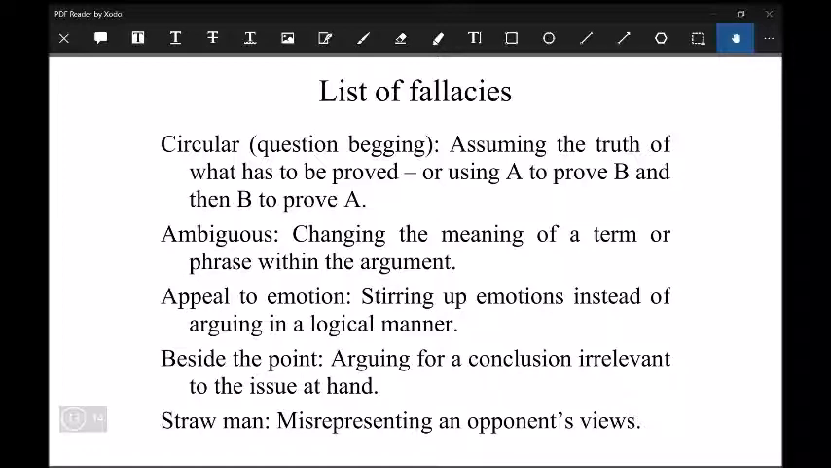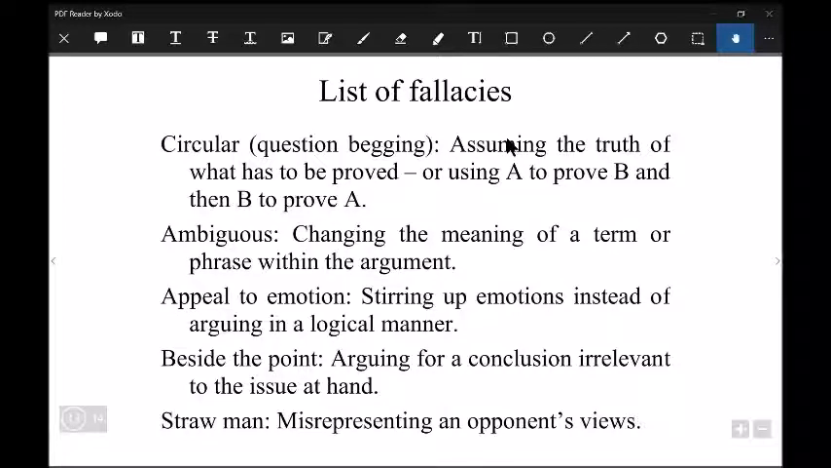Okay, so circular. What's a circular argument or question-begging argument? Well, it's where you assume the truth of what has to be proved, or use A to prove B and then B to prove A. Sometimes in a circular argument, the premise is really the same as the conclusion. So suppose I say the soul is immortal, therefore it cannot die. Well, immortal and cannot die are the same thing. So I haven't really given any further reason.